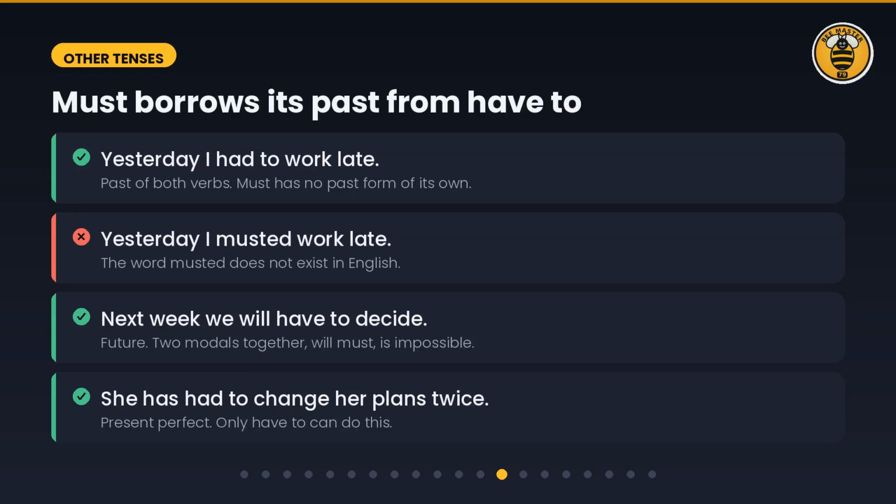Now a fact that solves half of your problems. Must has no past form, so in the past both verbs become had to. Yesterday, I had to work late. The word musted does not exist. Please never write it. The same thing happens in the future because English cannot put two modal verbs together. Next week, we will have to decide. And in the perfect tenses, only have to survives. She has had to change her plans twice.